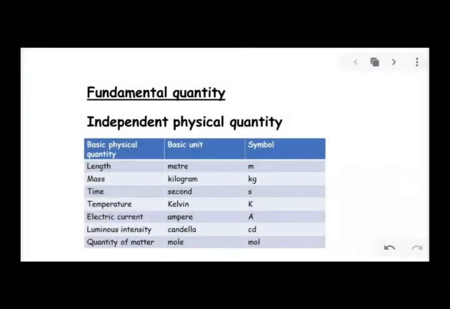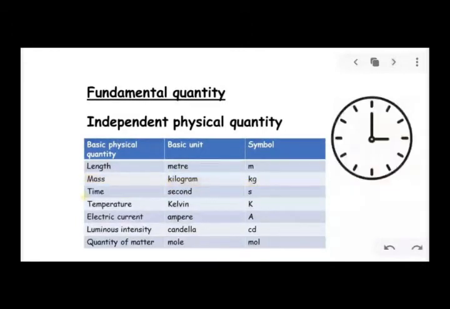Okay, so we'll discuss fundamental quantities. Fundamental quantities are generally independent physical quantities. These can be broadly categorized into 7 units. The first one is length. Length is measured in meter and has the symbol small m. Next we have mass. Mass is measured in kilogram and the symbol is kg.